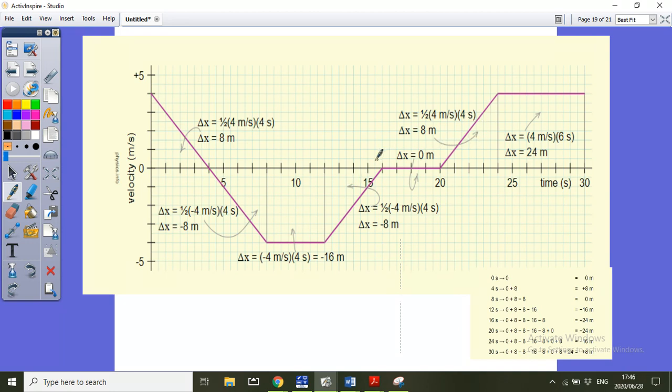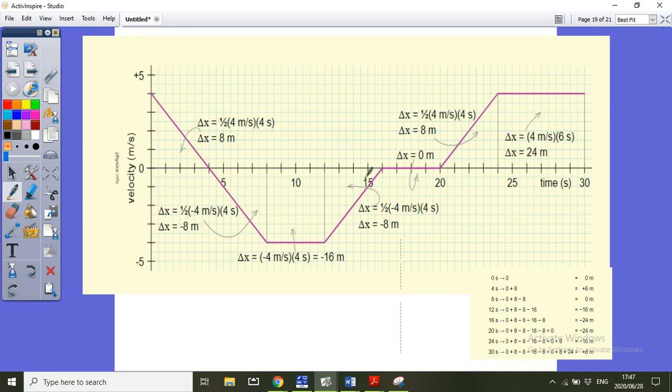Then we're going nowhere, because if the velocity is 0, it means the object is standing still. So for this piece, there is no area, so there is also no displacement. Then for this area here, we now have 8 meters again. So now we're going back east or forward, and then a whole 24 forward.